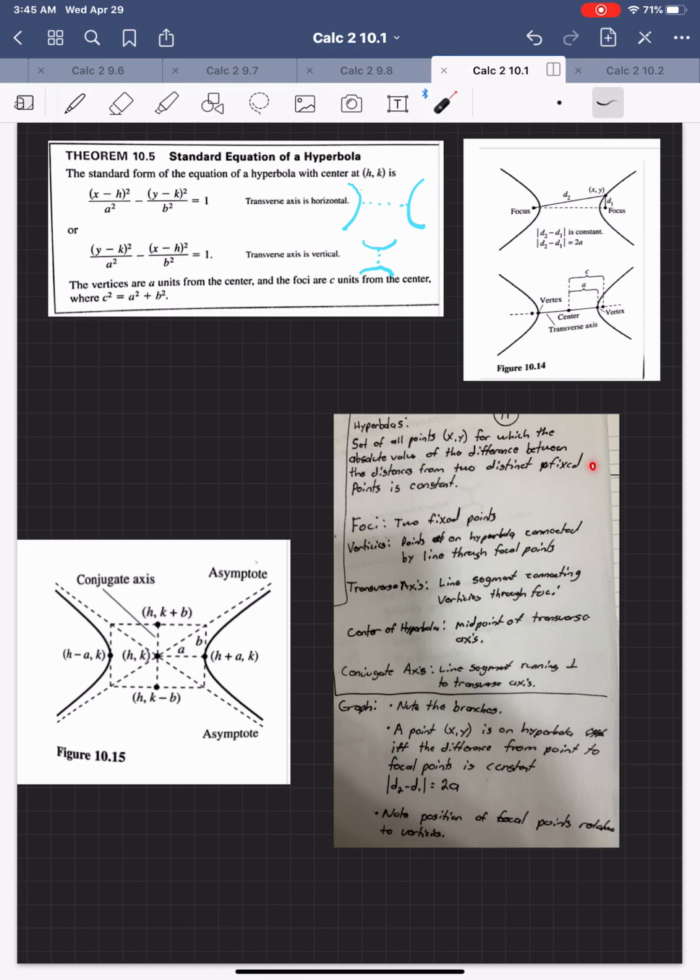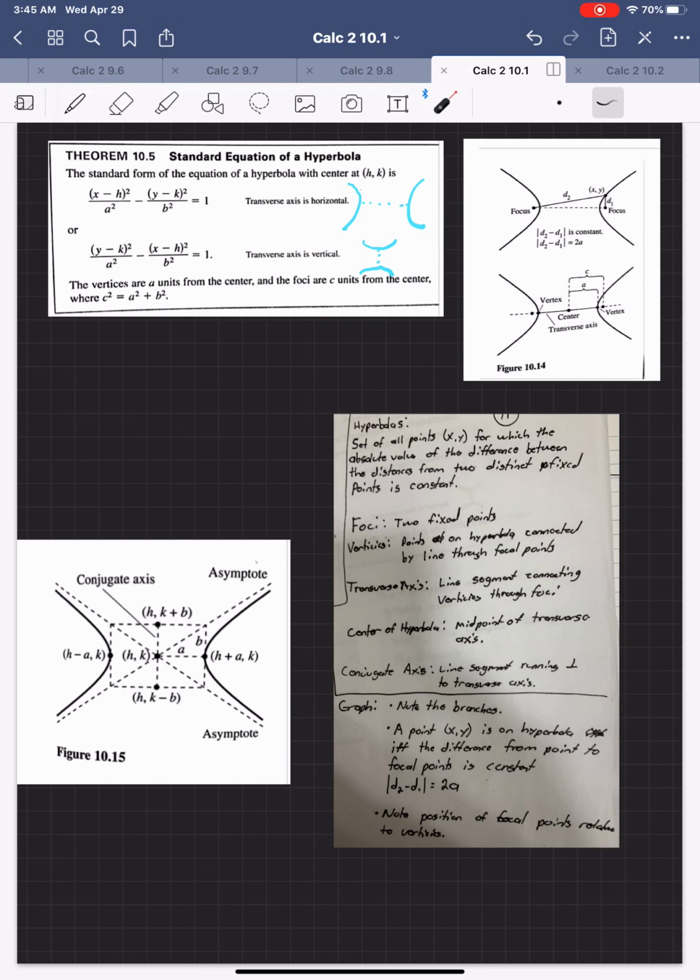So what is the definition of a hyperbola? Well, it's the set of all points in a plane for which, and we'll make sense of this in a second, for which what? For which the absolute value of the difference, meaning subtraction, of the difference between the distances, so we're subtracting distances, from two distinct fixed points is constant.